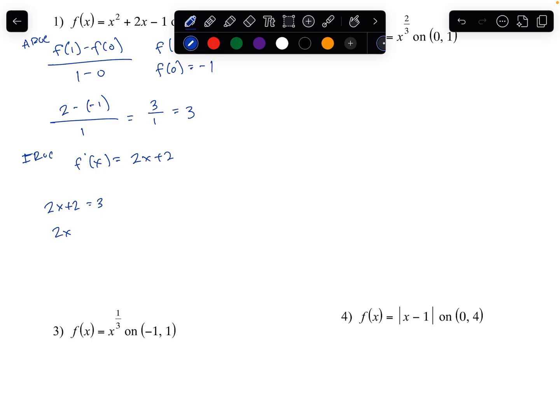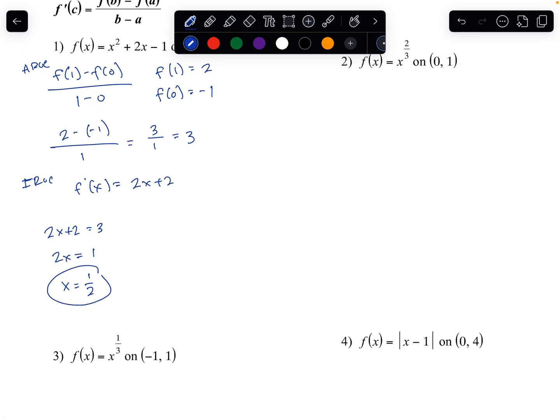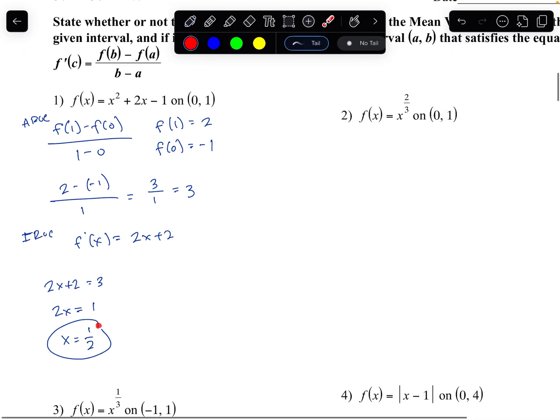So 2x is going to be equal to 1, and then I'll divide it by 2, so x is going to be equal to 1/2. So at x equals 1/2, this is the value that's between 0 and 1 where the average rate of change of this function on this interval will equal the instantaneous rate of change. So this is the one time in the interval where the average rate of change, 3, is going to be equal to the instantaneous rate of change.